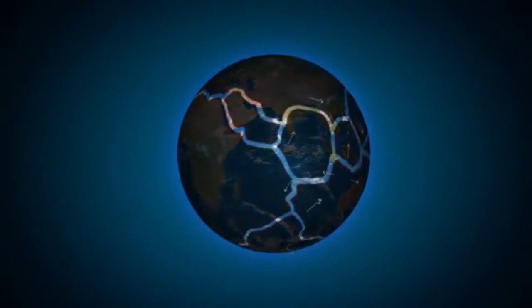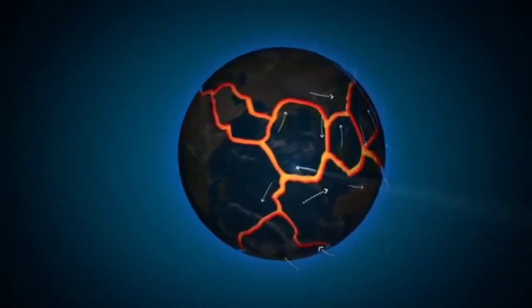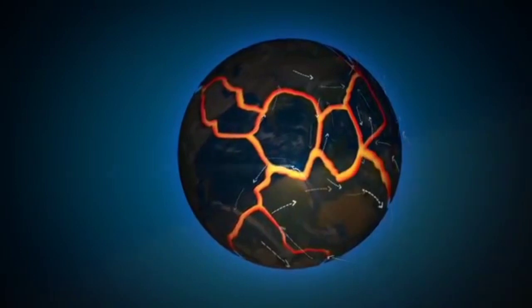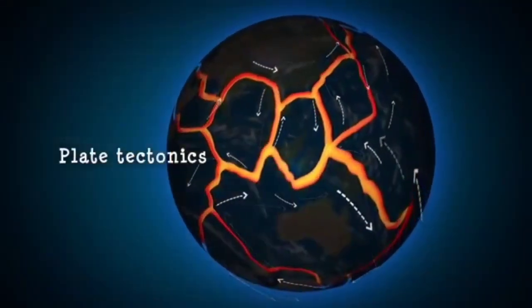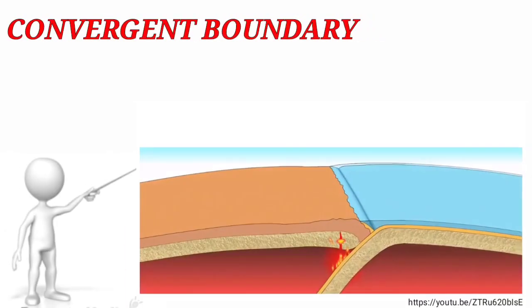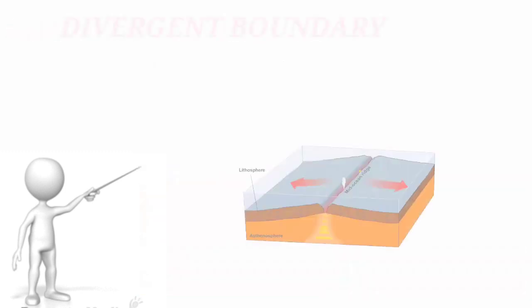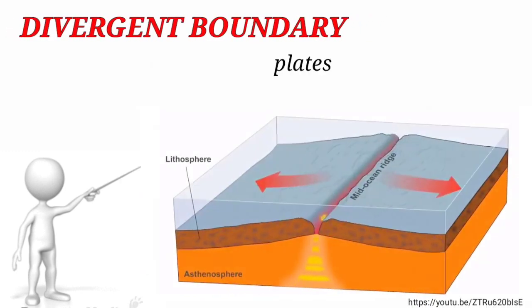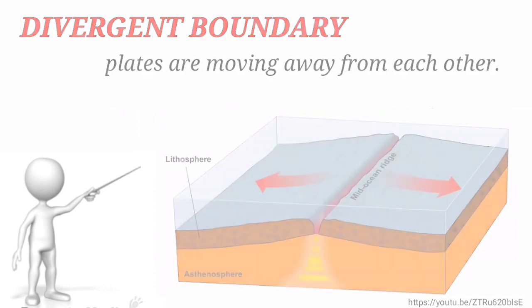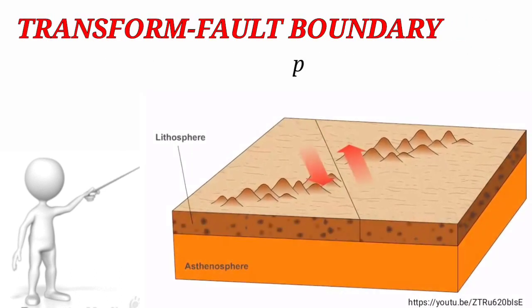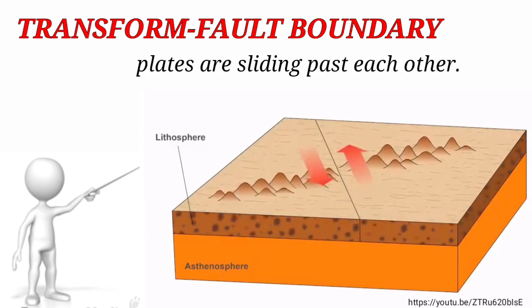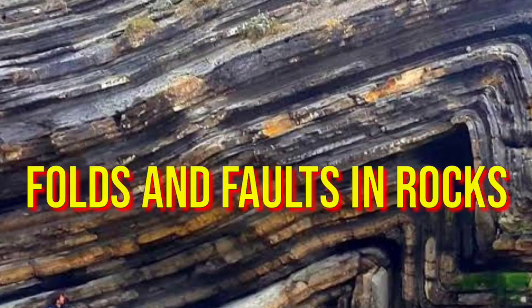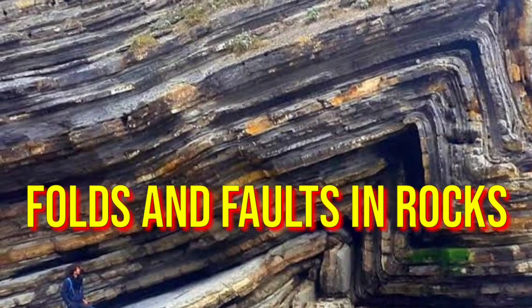If you can recall, the Earth's crust is divided into segments of land masses called plates. These plates are constantly moving in different directions, creating the three types of plate boundaries. We have the convergent boundary, where plates are moving towards each other; the divergent boundary, where plates are moving away from each other; and the transform fault boundary, where plates are sliding past each other. This movement leads to the deformation of the Earth's crust, creating folds and faults in rocks.